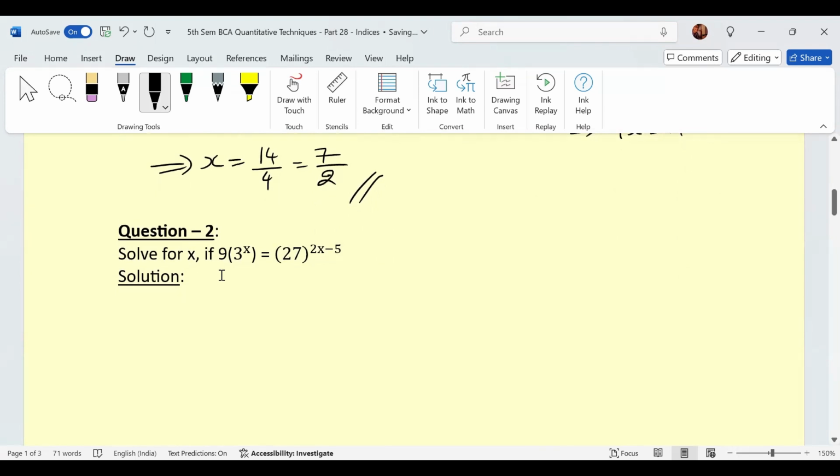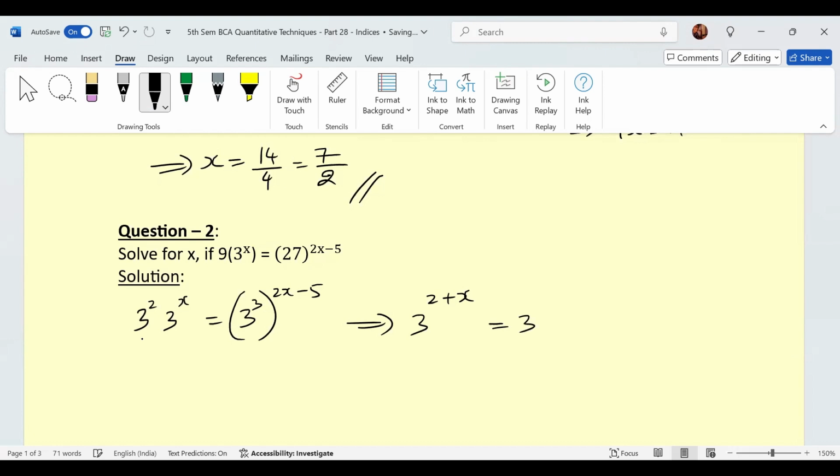Solve for x if 9 into 3 power x is equal to 27 to the power of 2x minus 5. 9 can be written as 3 square. Then 3 power x is equal to 27 can be written as 3 cube to the power of 2x minus 5. This is nothing but 3 to the power of 2 plus x is equal to 3 to the power of 3 into 2x, 6x, 3 into minus 5, minus 15.